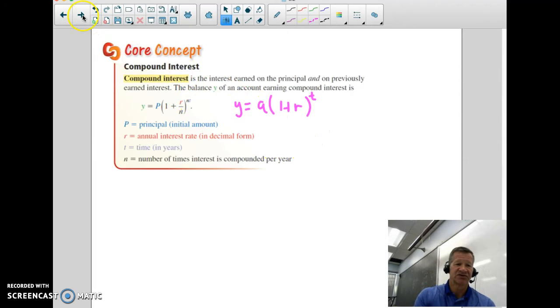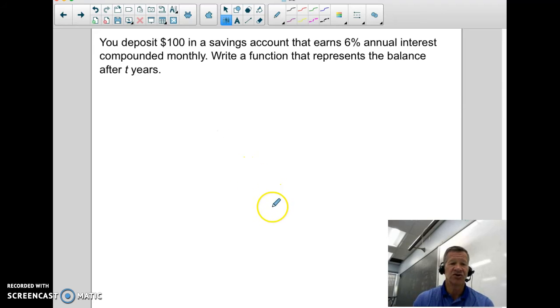Okay, so let's try an example. You deposit $100 in a savings account that earns 6% annual interest compounded monthly. Write a function that represents the balance after t years. Okay, so we have 3 pieces of information. One, we have the amount of money that we're putting in the account. That's our P. That's our principal.